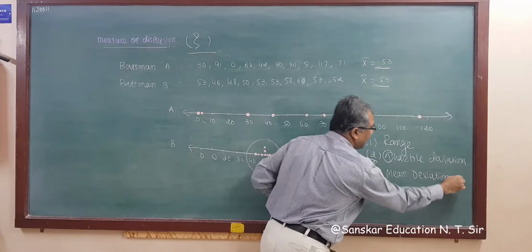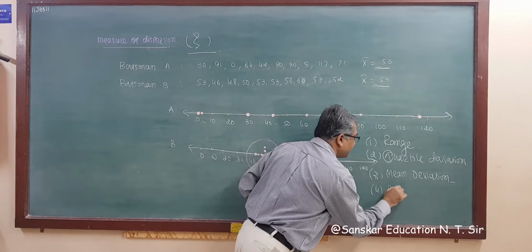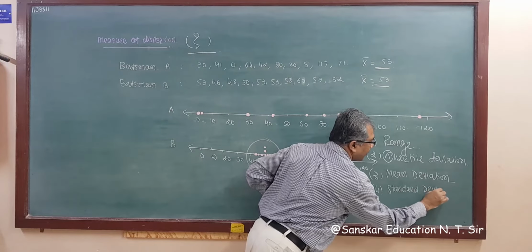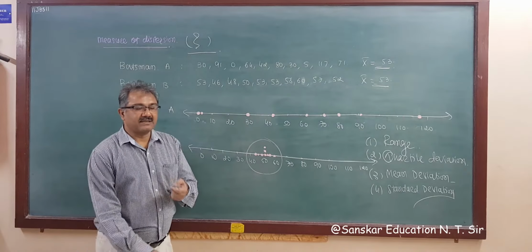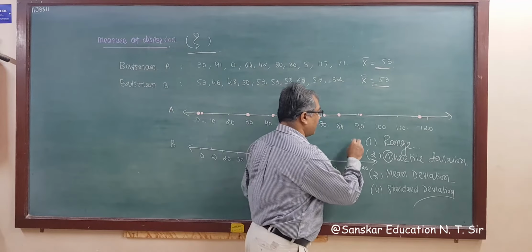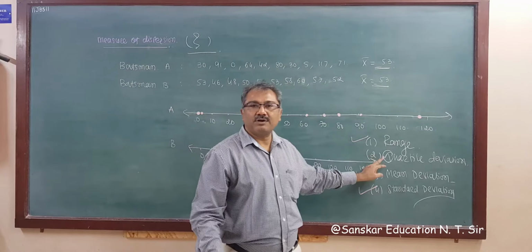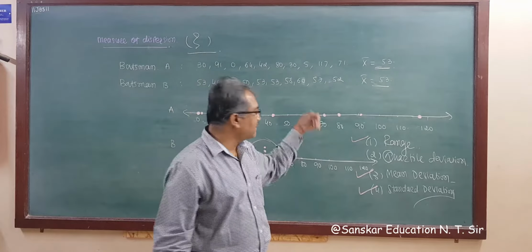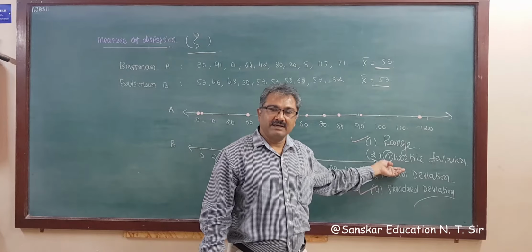Number three is mean deviation, and number four is standard deviation, right? But in this chapter we are going to learn about range, mean deviation and standard deviation, and quartile deviation we are not going to learn in this 11th standard. This is in your higher studies that you are going to learn quartile deviation, right?